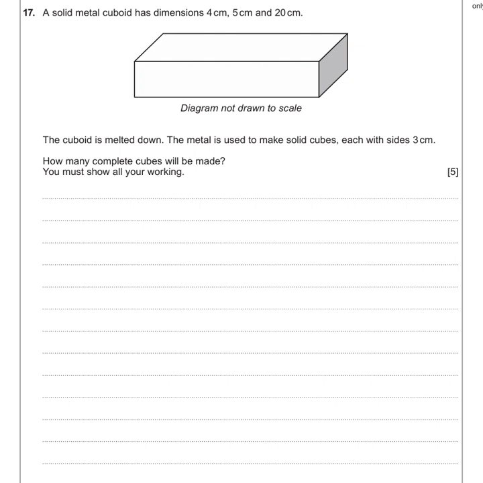Question 17. A solid metal cuboid has dimensions 4 centimeters, 5 centimeters, and 20 centimeters. So in order to work out this question, let's just pop our dimensions on here. So we've got 4 centimeters, haven't we? 5 centimeters and 20 centimeters. The cuboid is melted down. The metal is used to make solid cubes, each with sides 3 centimeters.